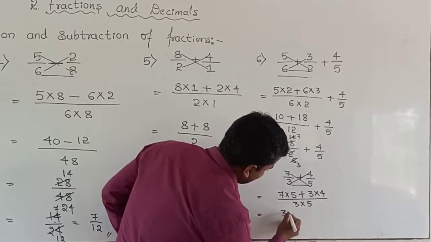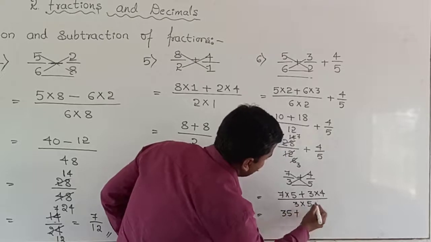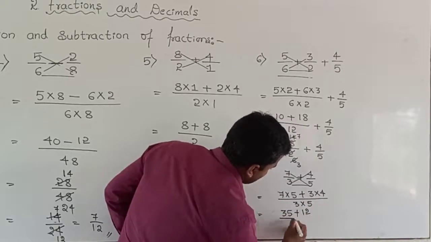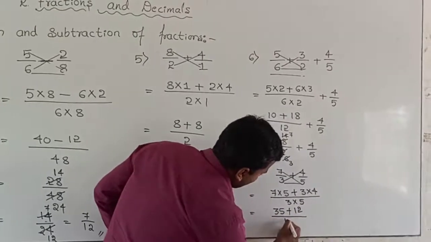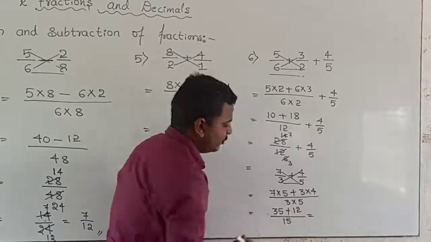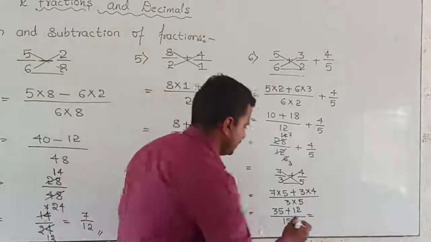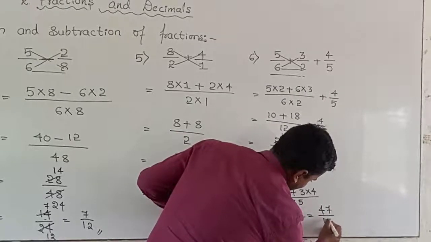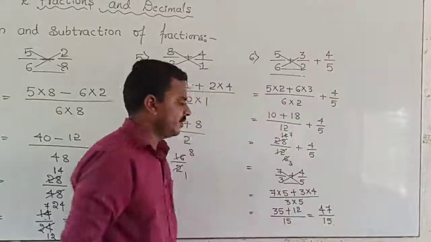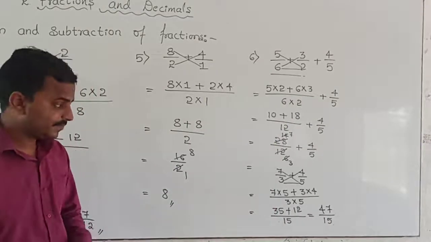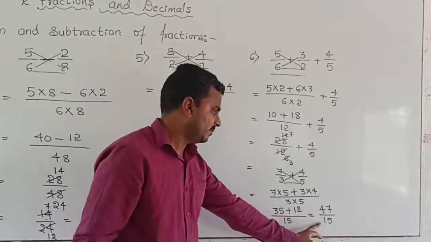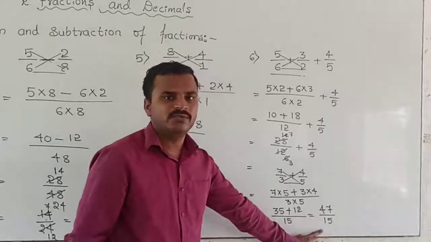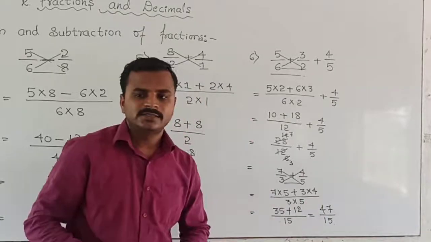7 5s are 35 plus 3 4s are 12. Next, 5 into 3 is 15. Next, 35 plus 12 is 47, and the denominator part is 15. Okay, this is 47 by 15. Those two are not cancelled by any number, so the answer is 47 by 15. Now this is the sixth one.